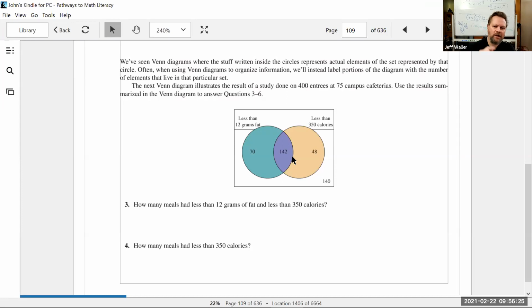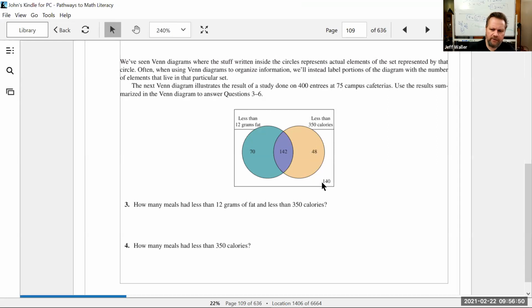Can somebody tell me how many total foods they looked at that had less than 350 calories? 142 plus 48. So 190, right? 190. Okay. Do you guys start to see how to read this kind of chart?